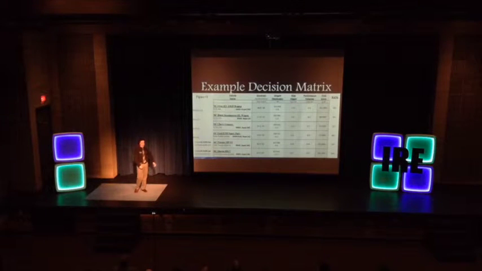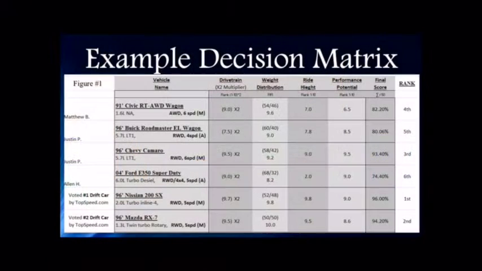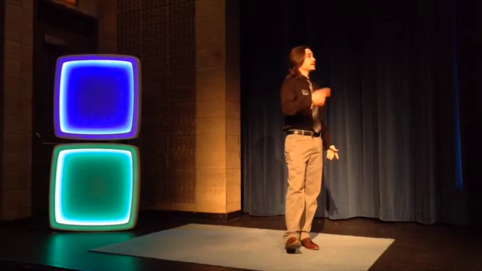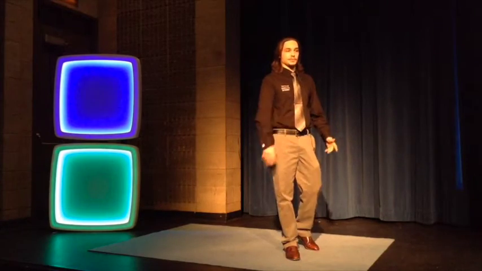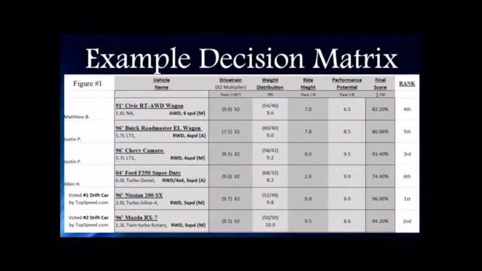Okay, so now we can put this all together. I just dug into the engineering toolbox, grabbed out one of the most basic tools, a design decision matrix. So I threw together the four criteria we just talked about: drivetrain, weight distribution, ride height, and your performance potential. I ranked my car, two of my friends' cars, and some of the most popular drift cars, and you can see how they turned out.